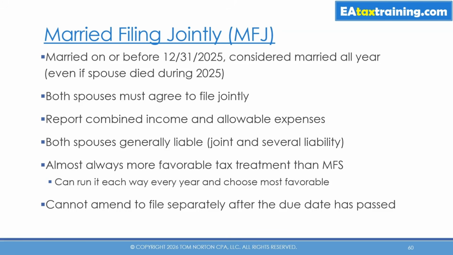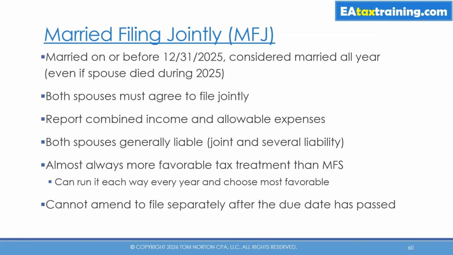If you do file married filing jointly, you are going to report your combined income and allowable expenses. You are essentially considered to be one taxpayer for purposes of the tax law. And both spouses are generally going to be liable for the total amount due.